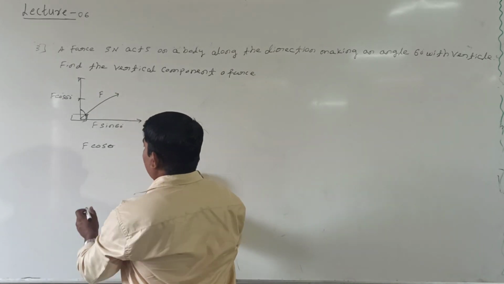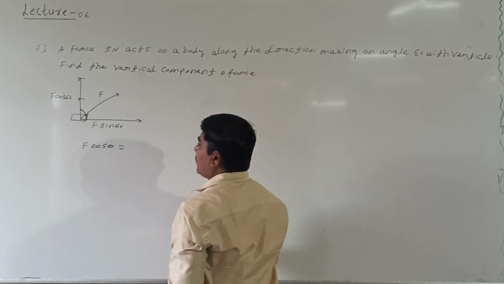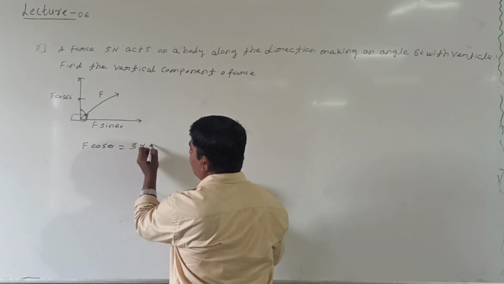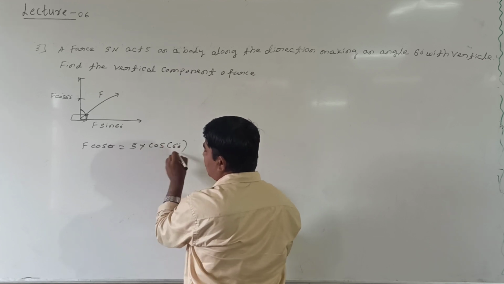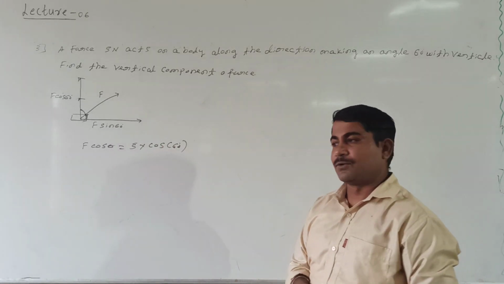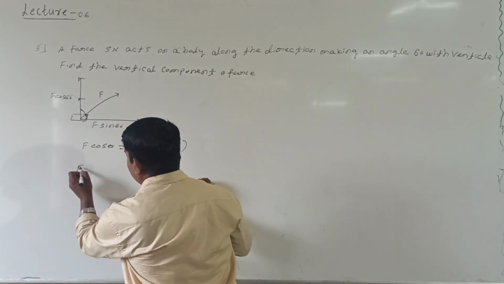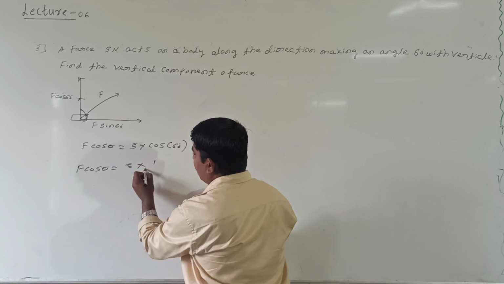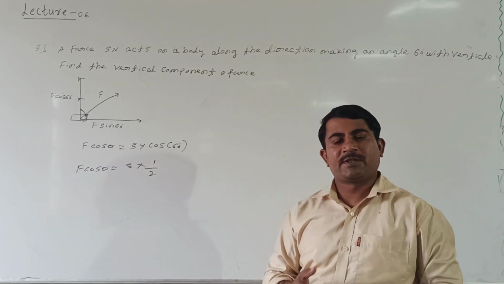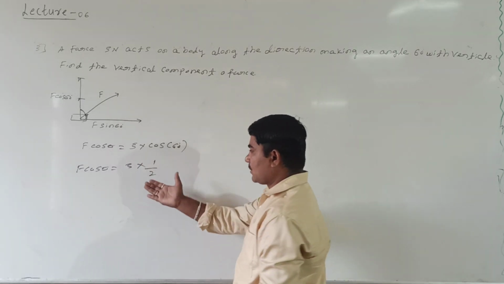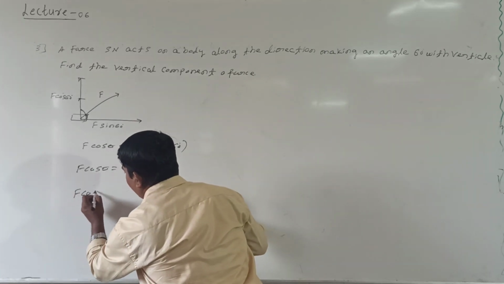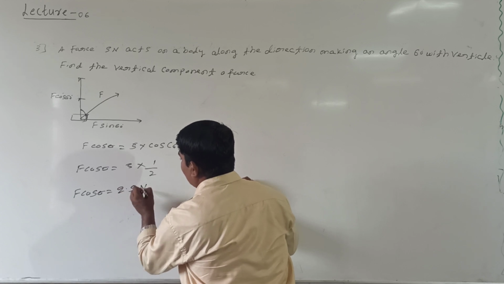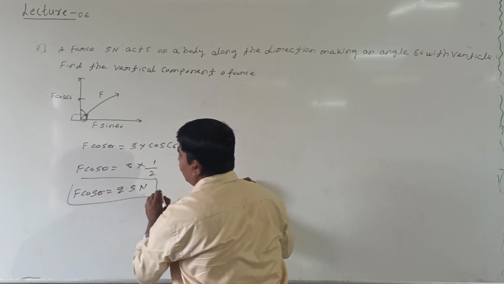Here F is given. F is how much? Vertical component, F cos theta. F is given as 5, cos of 60 degree. Right? Solution here. F cos theta: 5 times cos 60. What is cos 60? Cos 60 is 1 by 2. Already we know from the last class, in the last numerical we mentioned. Then 5 by 2. How much is the vertical component? Vertical component is equal to 2.5. This is the vertical component of the force.